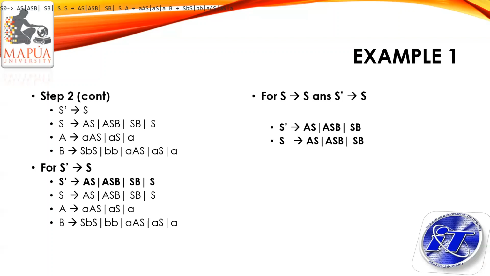Okay. And also S yields to S is still again AS, ASB, SB. So which is redundant with the previous law. So we could remove S. So that's why the first two is just AS or ASB or SB. Okay. And then copy the third and the fourth.